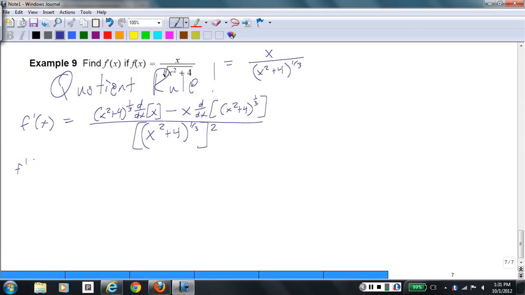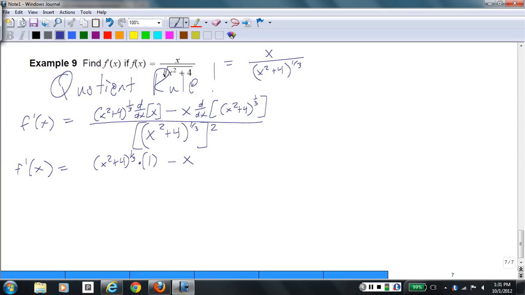F prime of x equals, okay, the derivative of x is 1. I could write the 1 or just kind of notice that it vanishes since we're multiplying by 1. Should I write the 1? It won't hurt to write the 1. X squared plus 4 to the 1/3 times 1 minus x times, okay, chain rule time.